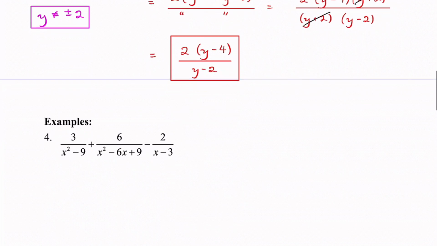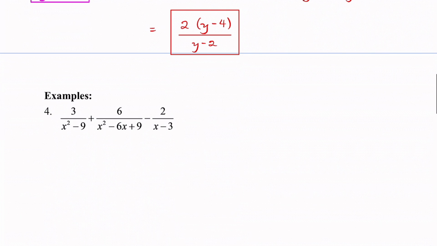Number 4 here now, this one actually has 3 different terms. So 1, 2, 3 terms. We got a plus and a minus. So first step always, we got to factor. So in the first one, 3 we can't factor. In the denominator there though, x squared minus 9, that's a difference of squares. So it's an x minus 3 and an x plus 3.